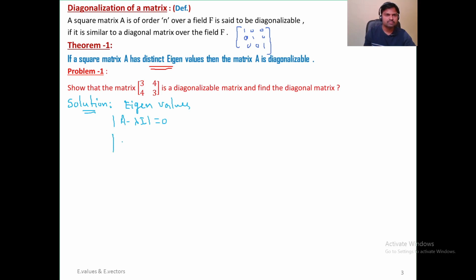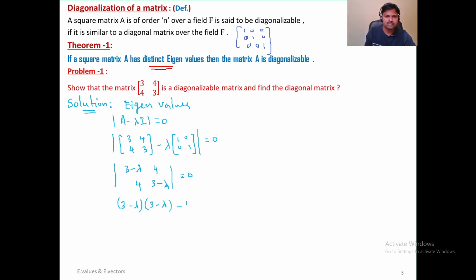What is A? A is the 2 by 2 matrix 3 4 4 3. Minus lambda times, since it is a 2 by 2 matrix, the identity matrix also 2 by 2, 1 0 0 1, is equal to 0. Now simplify this: 3 minus lambda, 4, 4, again 3 minus lambda, is equal to 0. Now let us find the determinant. So 3 minus lambda into 3 minus lambda minus 16.